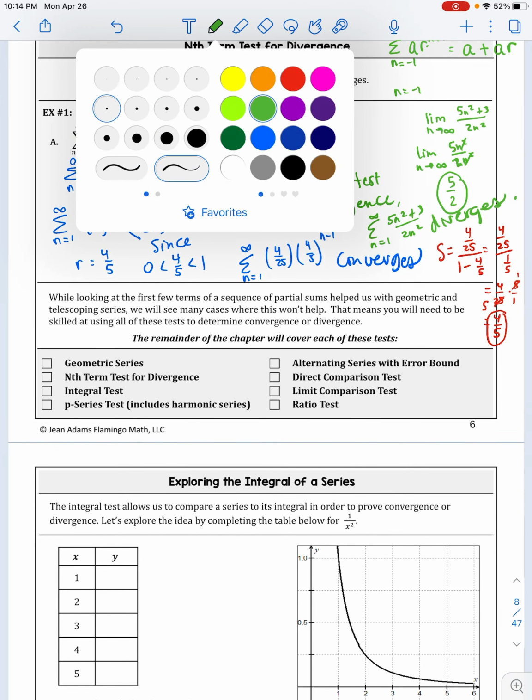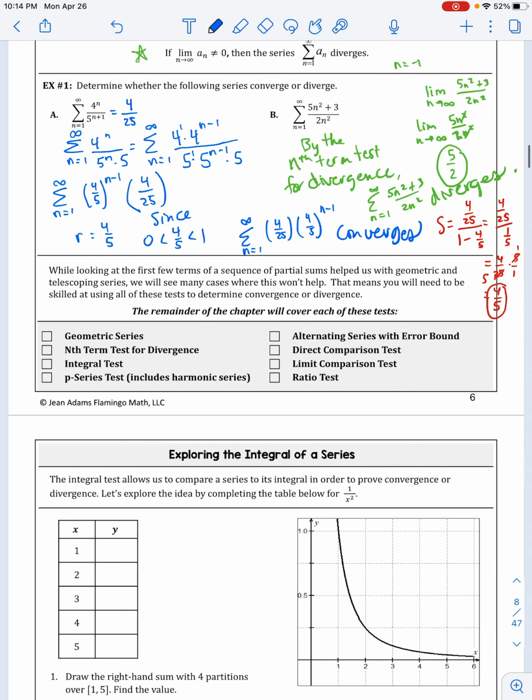Okay, and so on A we used the geometric test, and on B we used the nth term test for divergence. And that was just practicing those two. Looking at the first few terms of a sequence of partial sums helped us with geometric and telescoping series, but we will see many cases where this won't help. That means you will need to be skilled at using all of these tests.